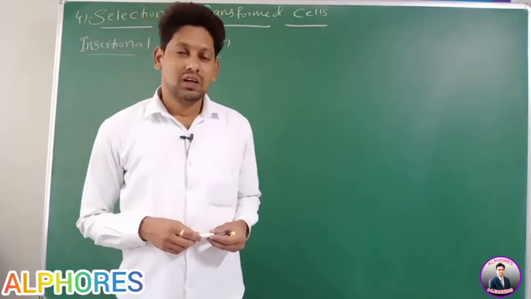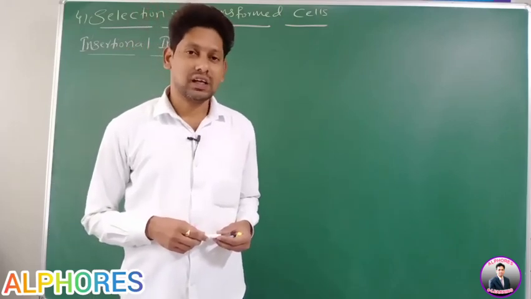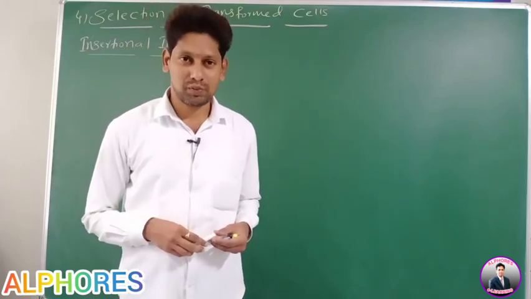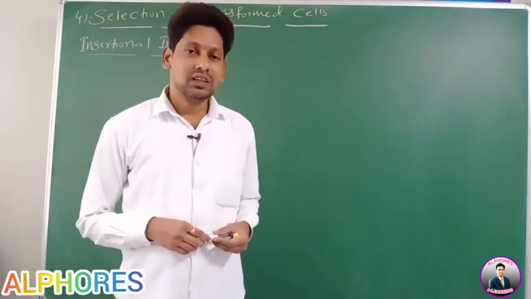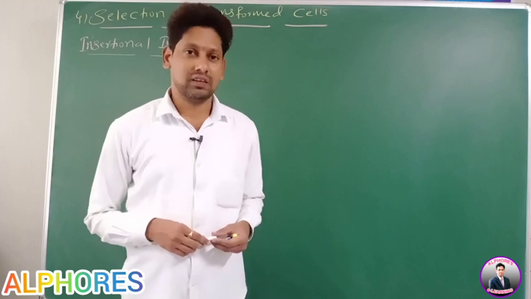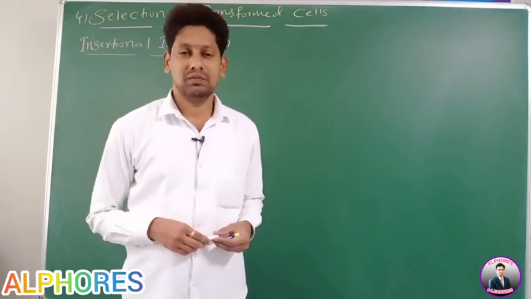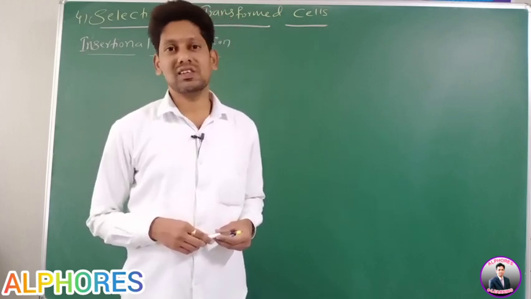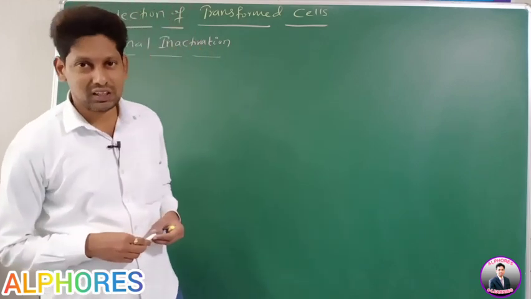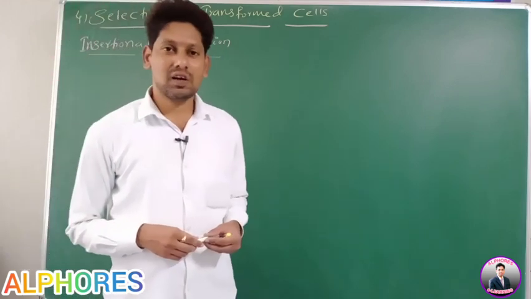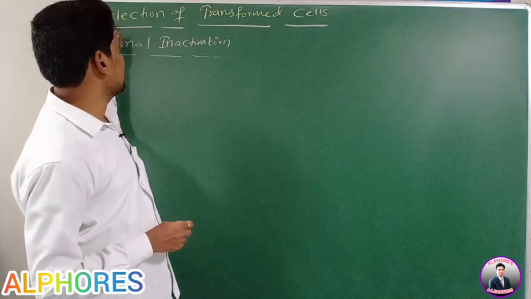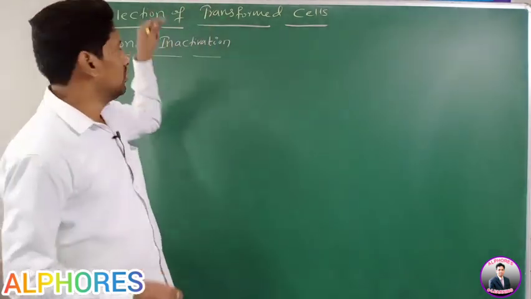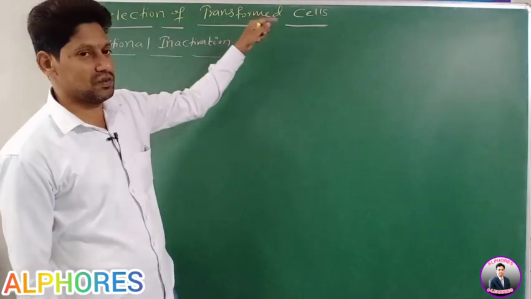Morning students, we are discussing steps involved in genetic engineering process. We completed number 1, isolation of desired gene. Number 2, insertion of desired gene into vector. Number 3, introduction of rDNA into the host cell. Number 4, selection of transformed cells. We are discussing selection of transformed cells.